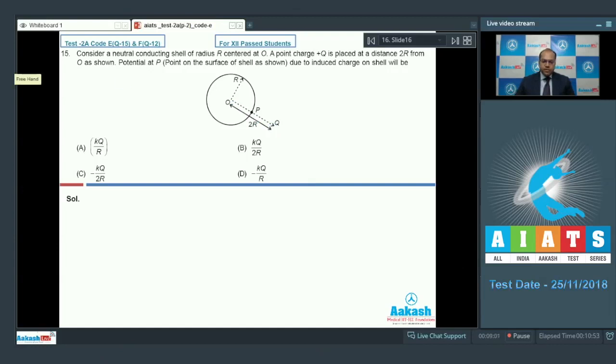So I can write the potential at the center of the shell is KQ by 2R, and it must be equal to the potential at the point P. So that is equal to the potential due to induced charges plus due to charge Q, which can be written as KQ by R. So on solving, we get the potential due to induced charges, and it comes out to be minus KQ by 2R. So option C is the correct answer. So the correct answer for question number 15 is option C. Let's move to question number 16.